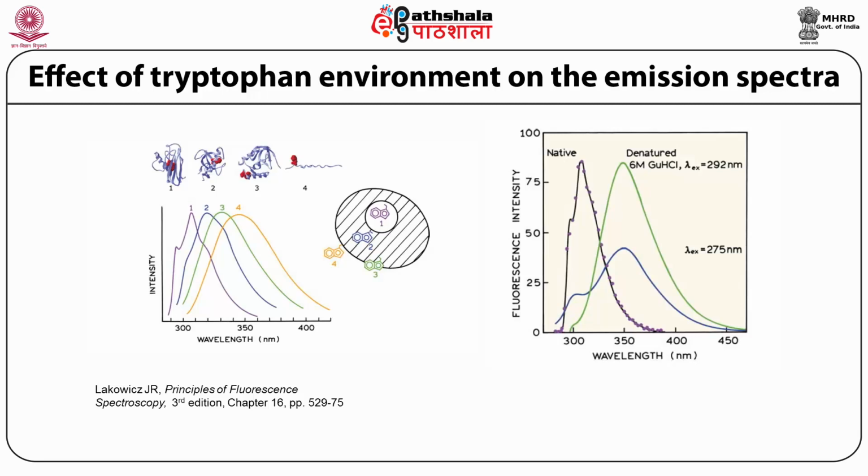It is also used to see the conformation changes in protein, especially the native state and denatured state. You can see here the spectra of the native state, but when these are denatured by 6 molar guanidinium hydrochloride, you can see a red shift occurs in the protein. So it clearly indicates that now the protein has converted from the native state to the denatured state.